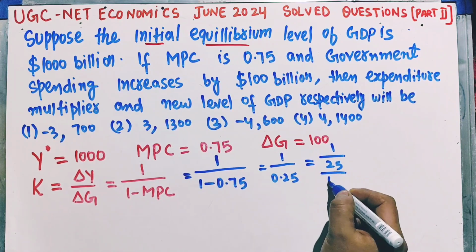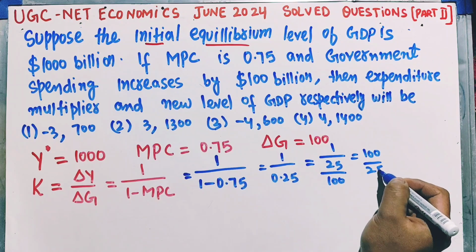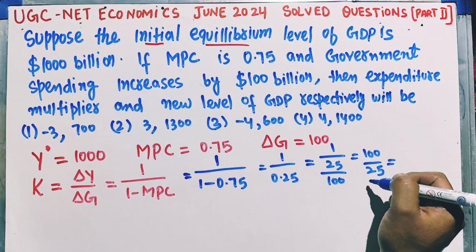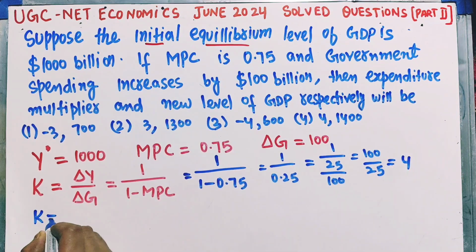That comes out to be 1 upon 0.25, and it can be written as 1 upon 25 upon 100, which is equal to 100 upon 25, reciprocating. So we get 25 ones are 25, 25 fours are 100. That means the expenditure multiplier is equal to 4.